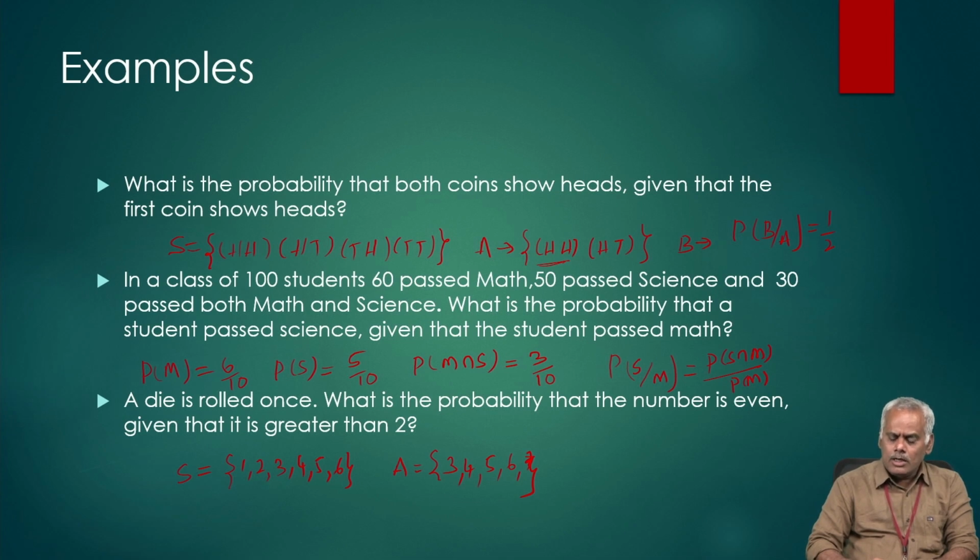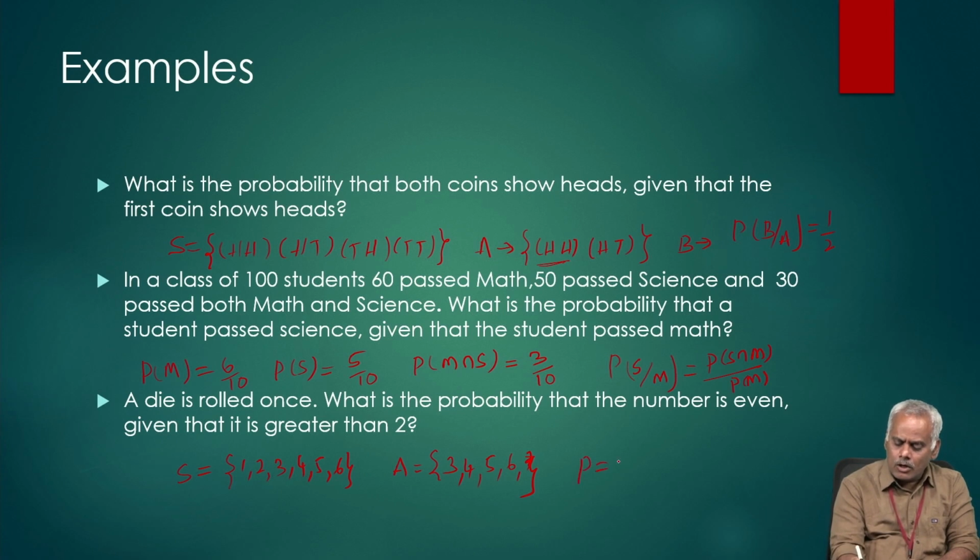So there are only two elementary events, 4 and 6. If you consider B as getting an even number, then probability of B slash A is again 1 by 2. There are two elementary events in A which are favorable to B. So therefore intersection is 2.